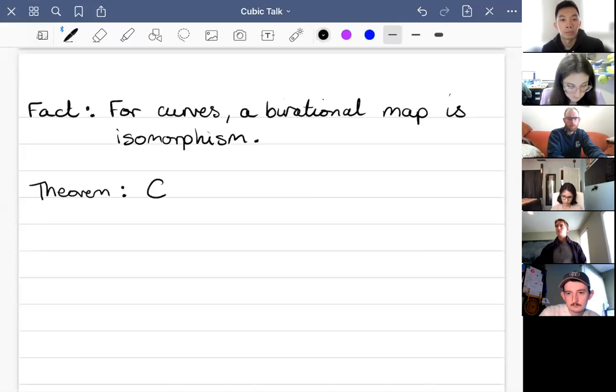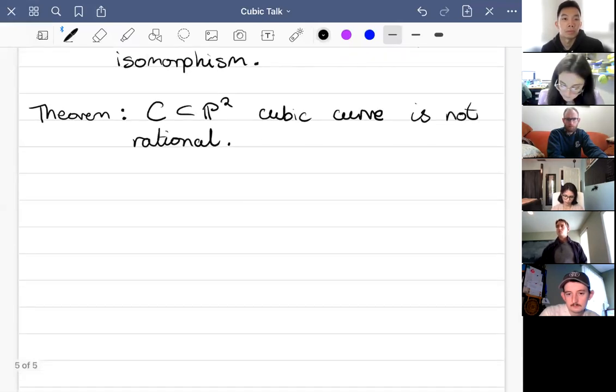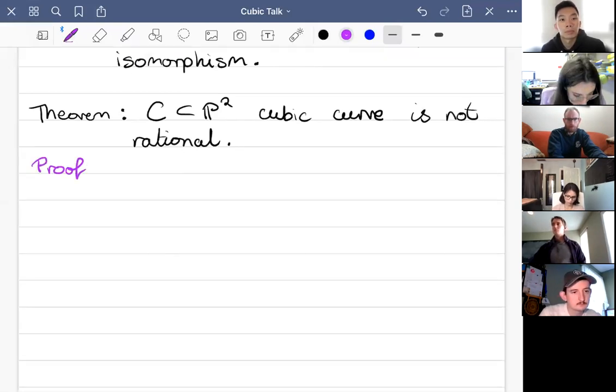So now we come to the first theorem. If I have C, my cubic curve, the theorem is that it's not rational. So the cubic curve is not isomorphic to P1. I am going to prove this because this was a neat proof that I found, which I hadn't seen before. My curve, I said before, is given by the following equation.